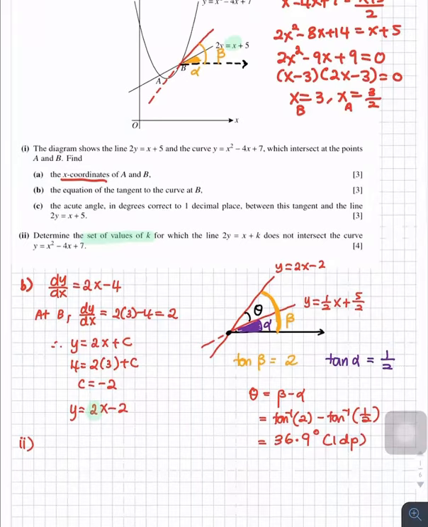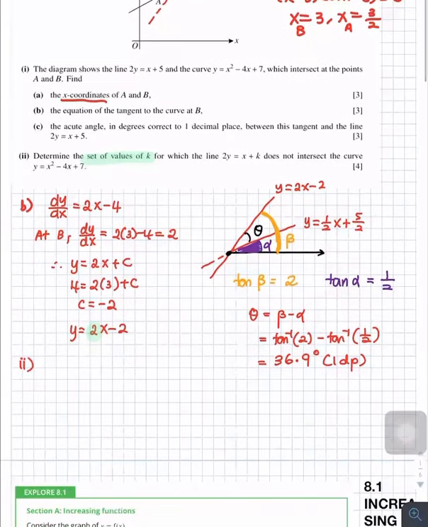Yes. So now the question wants you to find a k value. You need to find the possible k values which will make the graph detach. How? Something like this. You've got a curve there, but you want the line to be like this. So which k value will make it in this scenario? That's what the question wants.